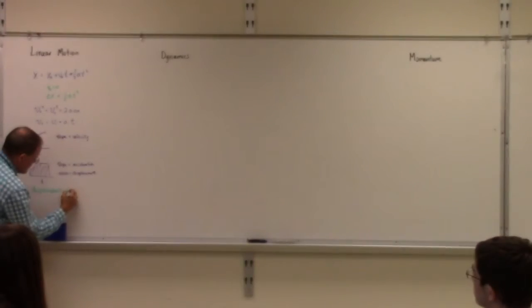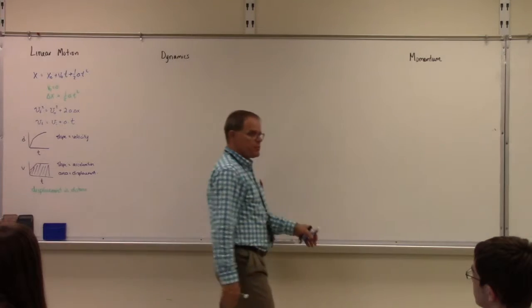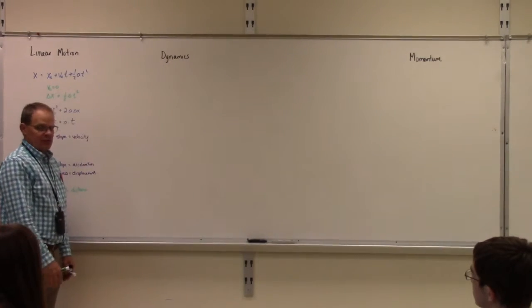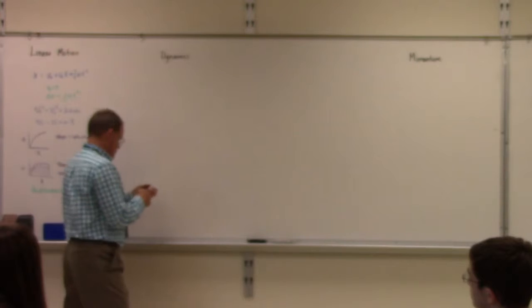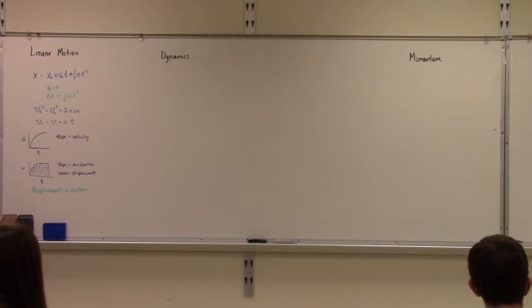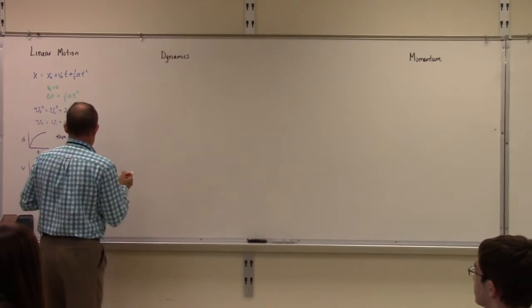Displacement versus distance. So if I start right here and I go 2 meters this way and 2 meters back, what does my velocity versus time graph look like? Let me do an example. If I move 2 meters to the right and 2 meters to the left, what does my velocity graph look like? Let's assume I accelerated instantaneously.